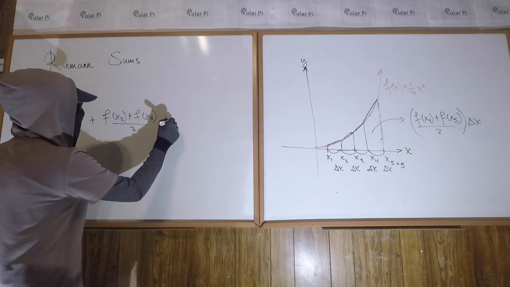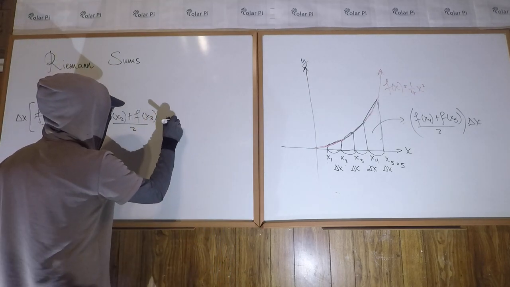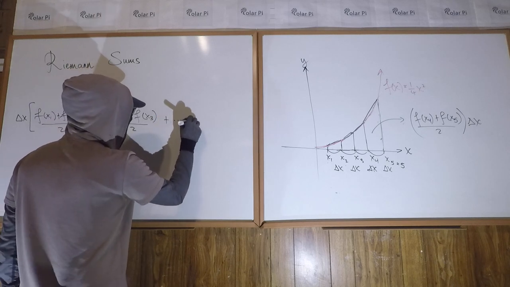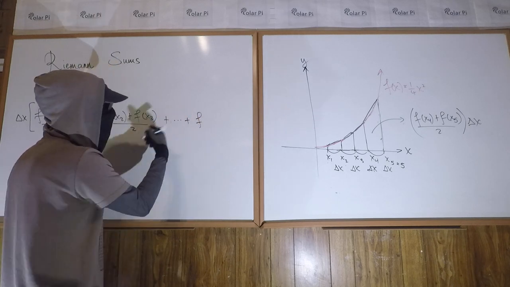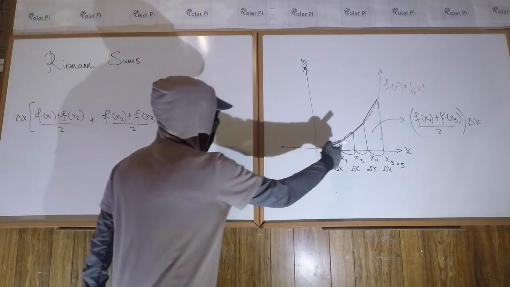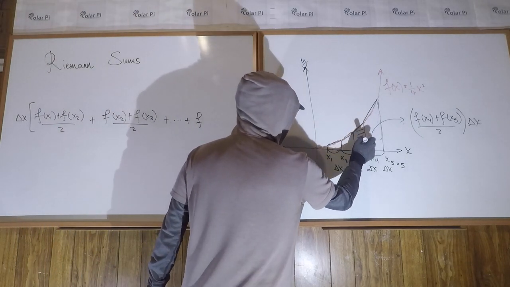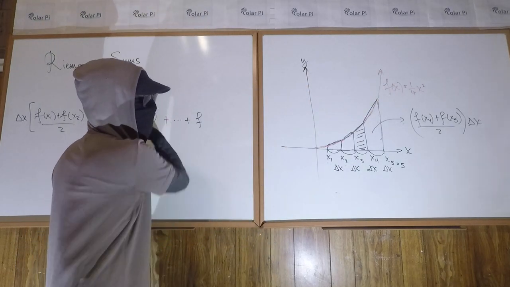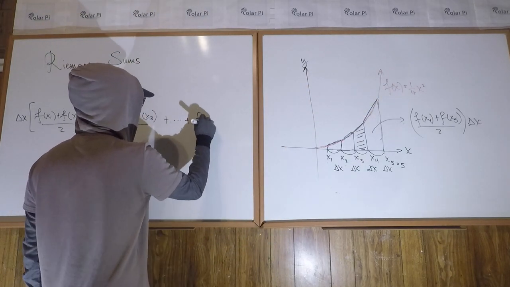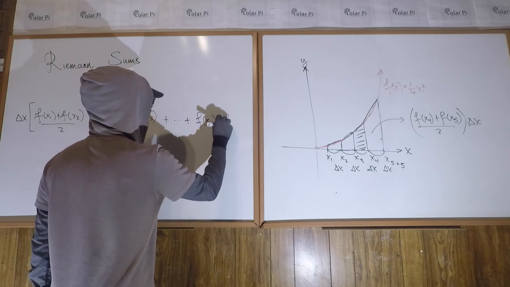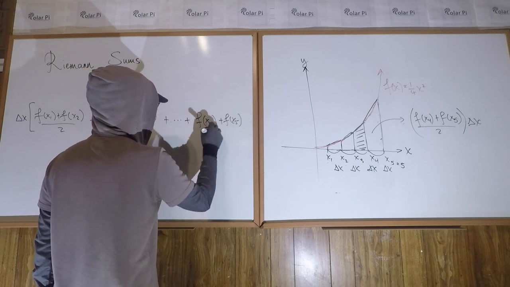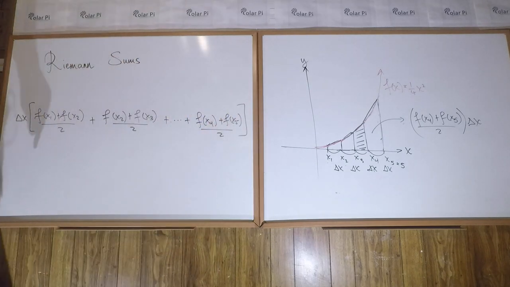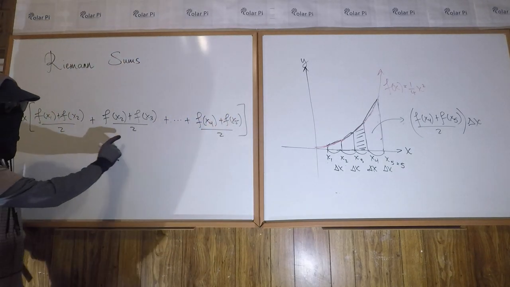Okay. So I'll just do dot, dot, dot. Plus f of, so I'm skipping one trapezoid, namely this trapezoid. So I'm going to the last trapezoid, which we already wrote, and the delta x is factored out. So it's f of x4 plus f of x5 all over 2, right? Okay, cool.